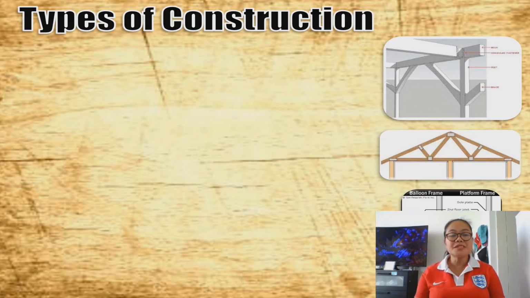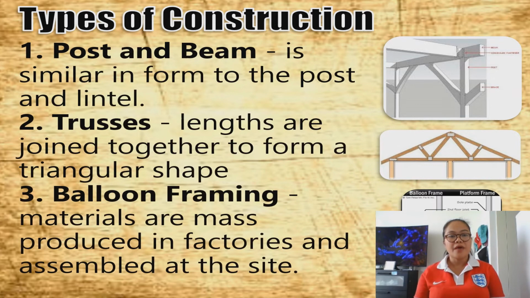We have types of wood construction as well. There is post and beam, which is similar in form to post and lintel. The second one is trusses. Lengths are joined together to form a triangular shape. This is the common shape of our houses, especially in the Philippines, in our country. It's a triangular shape. And we have balloon framing.